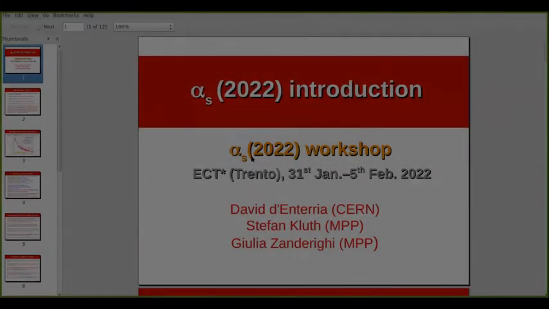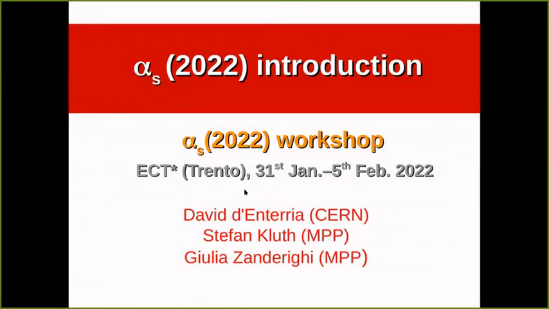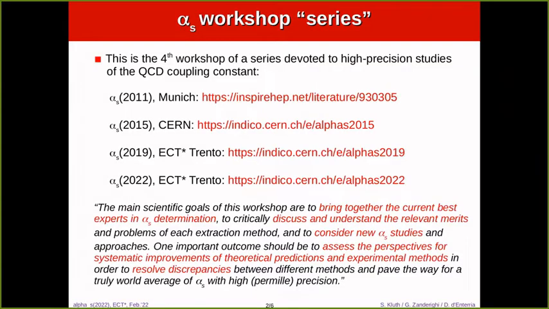So this is the introduction from Stefan, Julia, and myself to this Alpha S 2022 workshop that will take place during the week. As a starter, this Alpha S workshop is the fourth of what has now become a series of workshops on the topic. There was a first one organized in Munich 11 years ago, a follow-up at CERN in 2015, then one at Trento here 3 years ago. And then this one, with the link to the agenda, is the one we are starting right now.